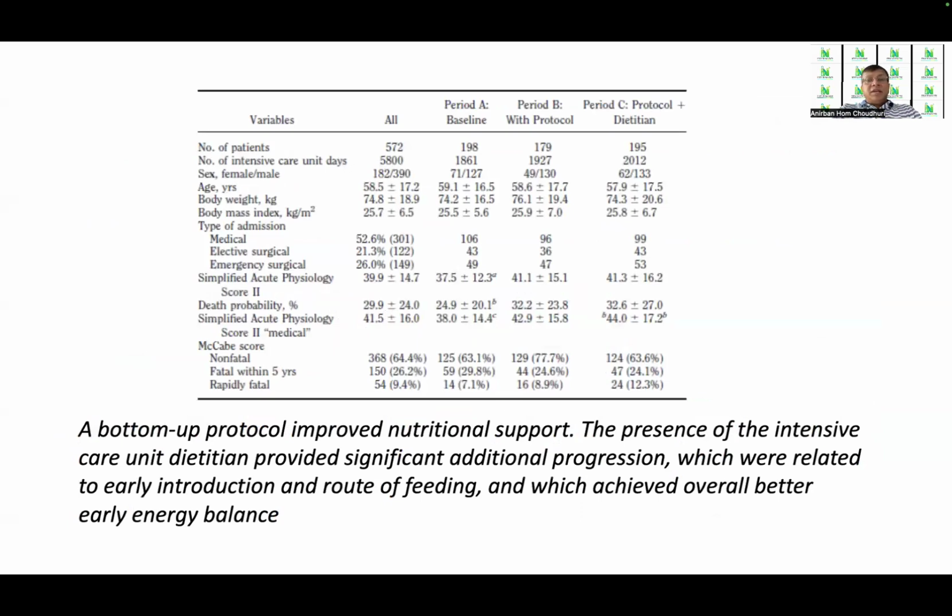As you can see in these patients, there is a protocol. One is the baseline recording, then period B is baseline with protocol, and period C is protocol along with a dietitian. So all of these are related to early introduction and route of feeding, which achieves overall better and early energy balance.